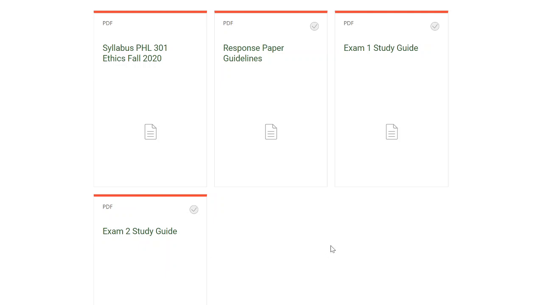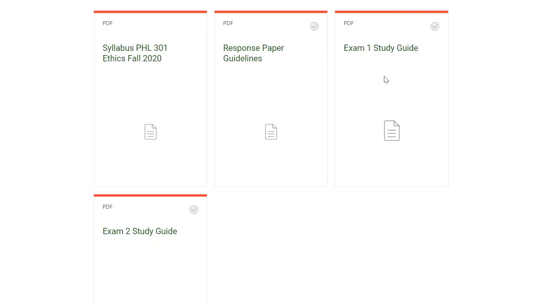I'm going to go over the study guide for exam 1, and the reason I'm just going to do exam 1 is because there's really no substantive difference between exam 1 and exam 2. Neither exam is cumulative. The only difference they have is the content. The first exam is over the first half of the course. The second exam is over the second half of the course. But in terms of the format, they're exactly the same. So whatever I say about exam 1 will also apply to exam 2. So let's go ahead and open up the study guide.